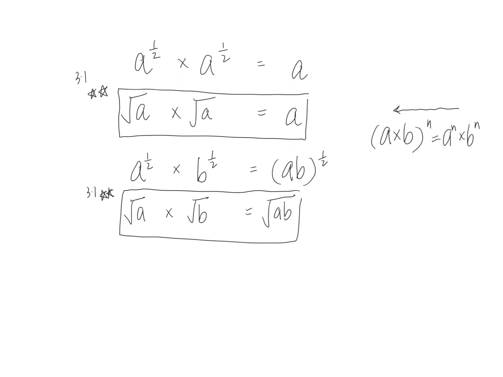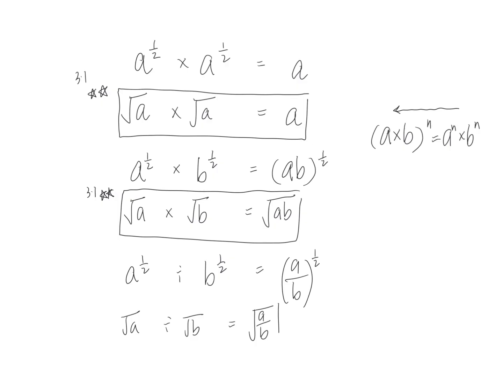Same thing if it's a fraction. You know you can write like this. So if it's square root a divided by square root b, is as good as square root a over b. That's all. This is your third property of 3.1. So everything is from indices law. That's why it makes sense to learn after indices.